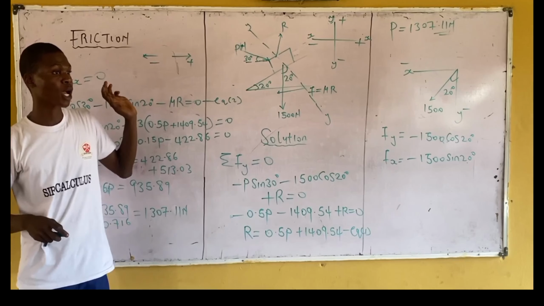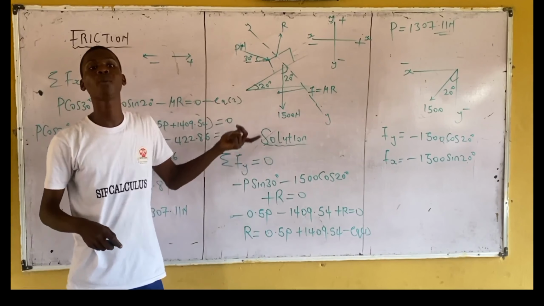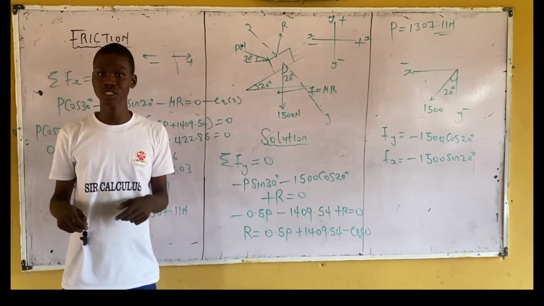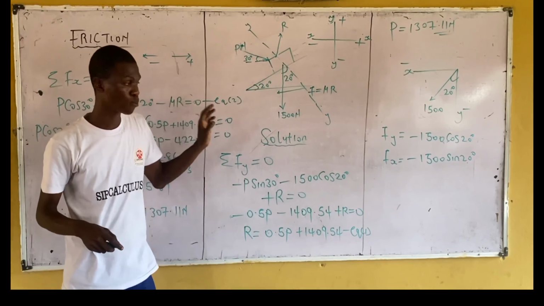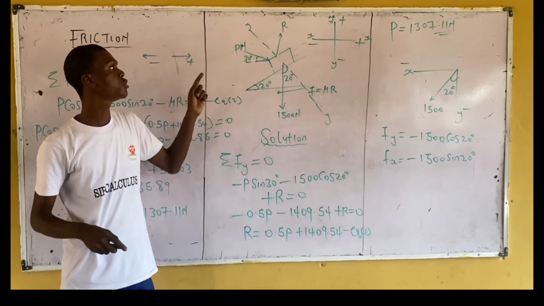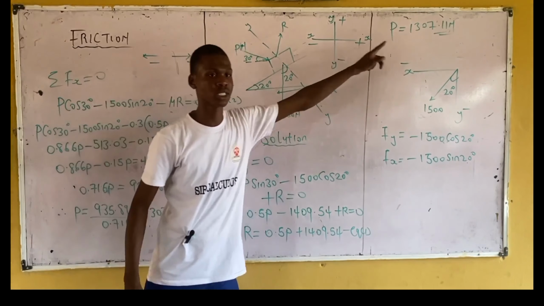And the question says, what was the question? The force required to push the block up the plane. Now, that's what I'm interested in. The force to push the block up the plane, right? Now from here, we denoted that force to be P and we got this.